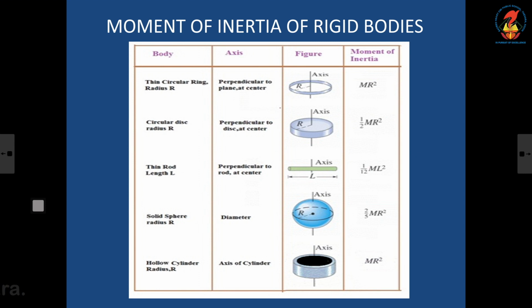Now solid sphere, the axis is through the diameter of the sphere. Through the diameter of the sphere, it is 2 by 5 mr square.